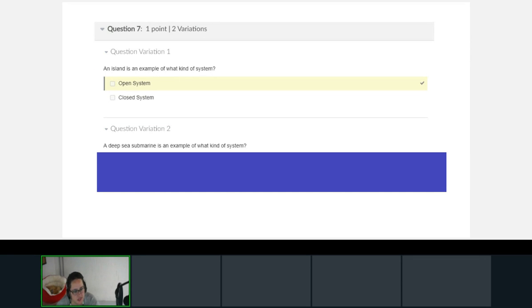A deep sea submarine is an example of what kind of system? So think of what a deep sea submarine is. What does it do? Does it keep things out? Does it keep things in?